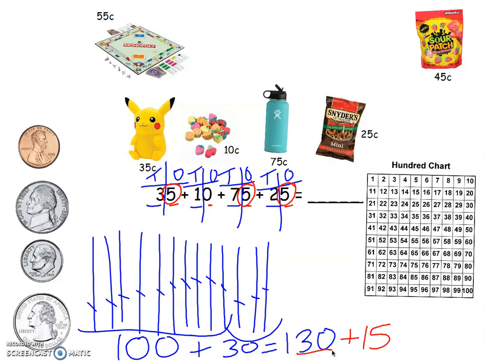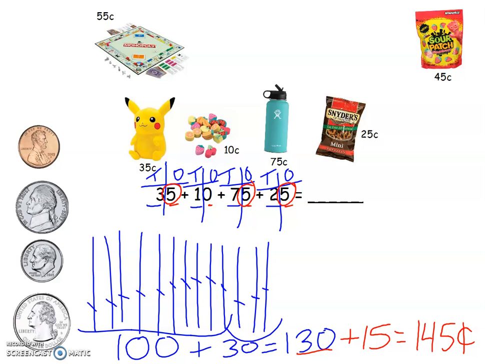Yep. So I'm going to start here. I've got 30. And I'm going to add 1 group of 10. And then my 5 ones. 1, 2, 3, 4, 5. So I'm at 45. Okay, so that means that we now have 145 cents. And then can you go ahead and write that in dollars instead? Yep, so I would have $1.45.